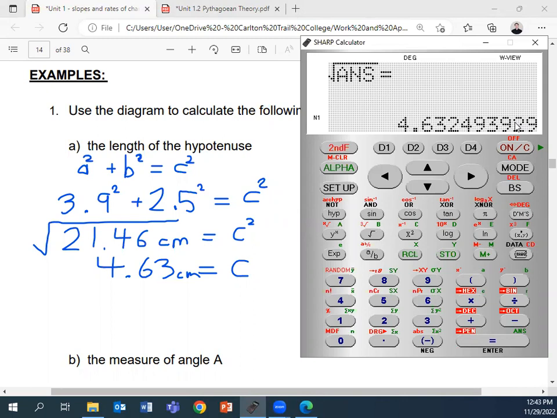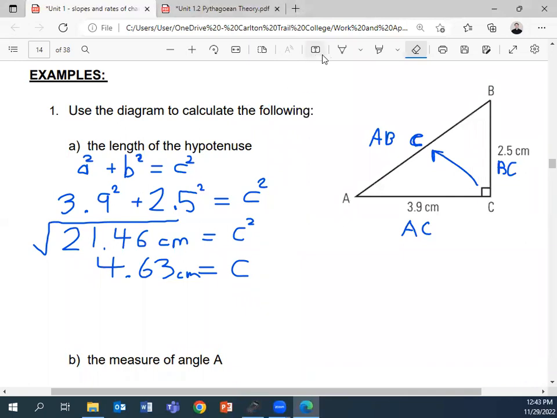If you do it how you would normally, just 3.9 squared plus 2.5 squared, and then you take the square root of it, that will work. But if you press the ON button here, you're going to break it. So it's one of those weird things with the calculator where we just need to pay attention to how we do it. Otherwise, your calculator will just give you an error. In this case, I figured out C, which is 4.63 centimeters. Cool, I found the length of my hypotenuse. I'm done.